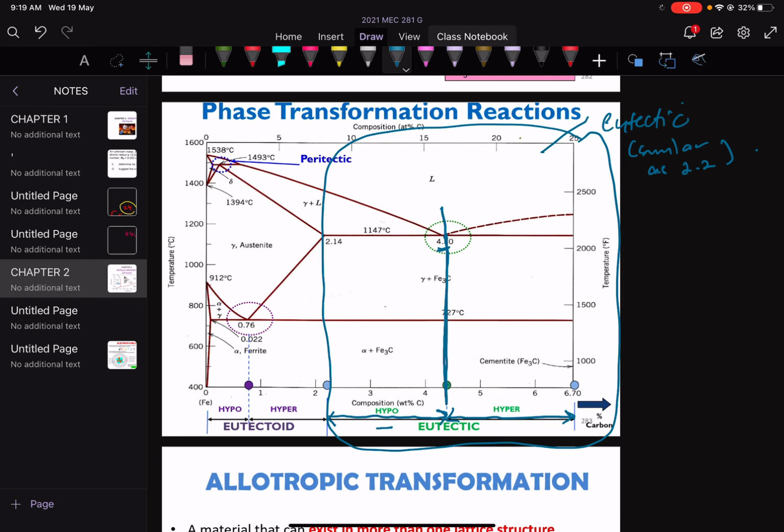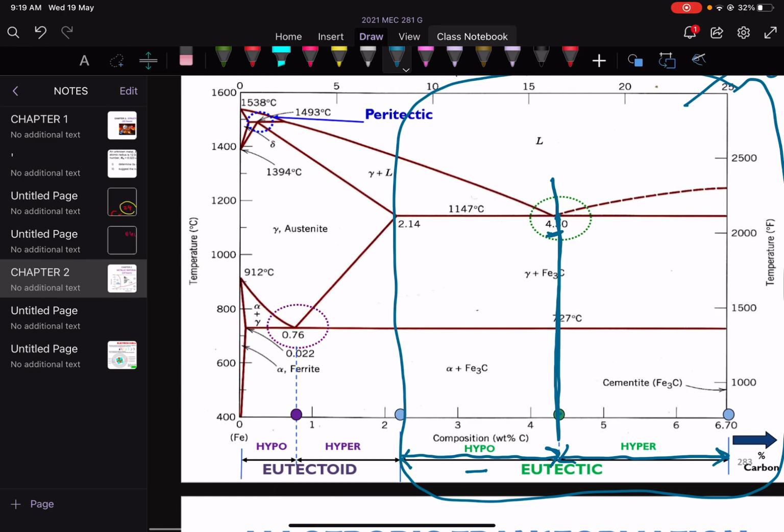But in chapter 2.3, because we have learned about this eutectic region, hyper and hypo, from chapter 2.2, the questions when it comes to chapter 2.3 usually focus on the eutectoid. So that is why the objective just now at the beginning of the lecture, I told you that you should be able to identify the hypo and hypereutectoid region of the iron carbide phase diagram.